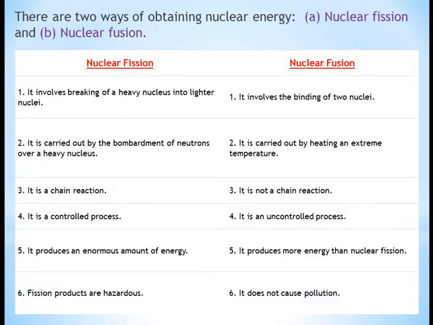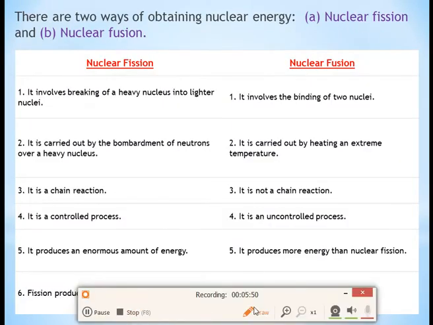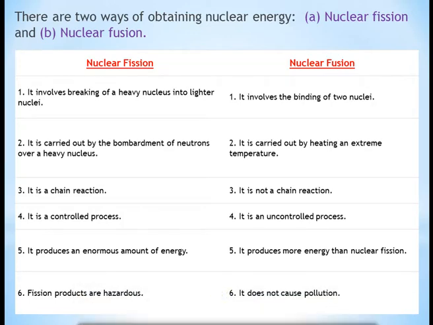Now let's come to the most important topic, nuclear fission and fusion. Many times in exams, the differences between nuclear fission and fusion are asked. There are two ways by which we can get nuclear energy. And what are the names of those processes? Nuclear fission and nuclear fusion. So let's have a look at the differences between nuclear fission and fusion.